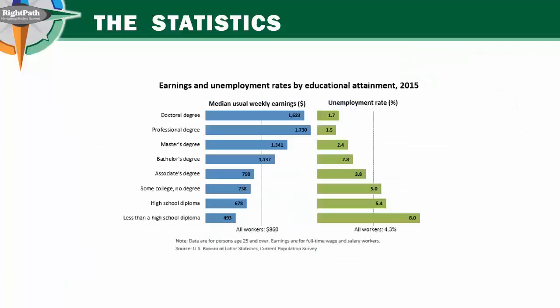So another interesting thing to look at is the association between salary and educational degree, as well as what the unemployment rates are for those educational degrees. The United States Bureau of Labor Statistics has a chart that shows not only the earnings by degree, but also the unemployment rate based on that degree. So as you can see, the unemployment rate increases with a lesser educational degree, as you would expect, and the salary and wages increase as you attain a higher degree.